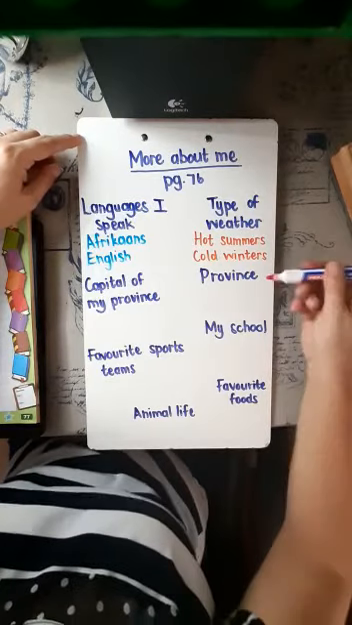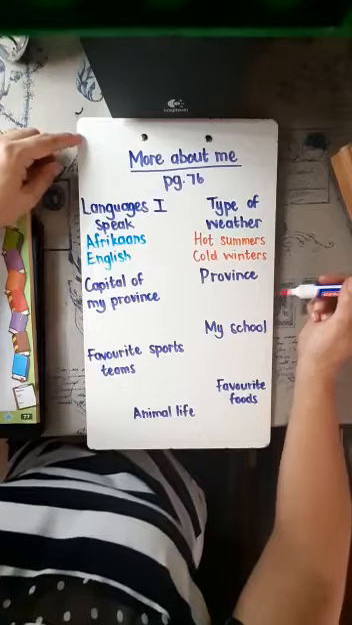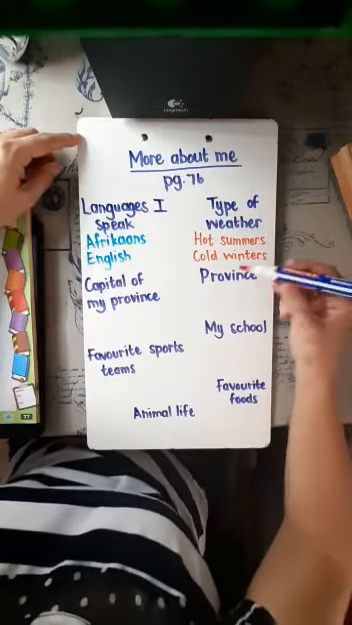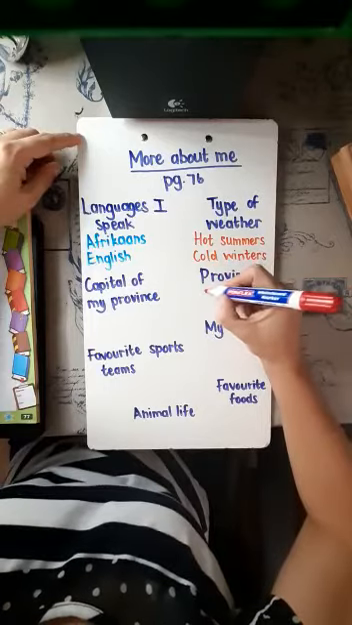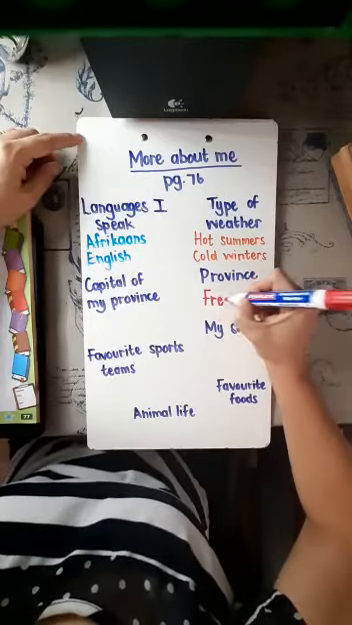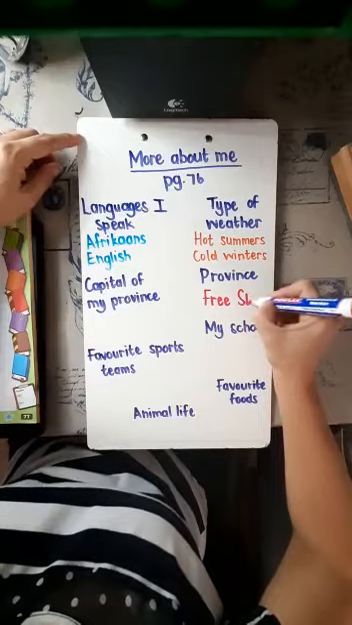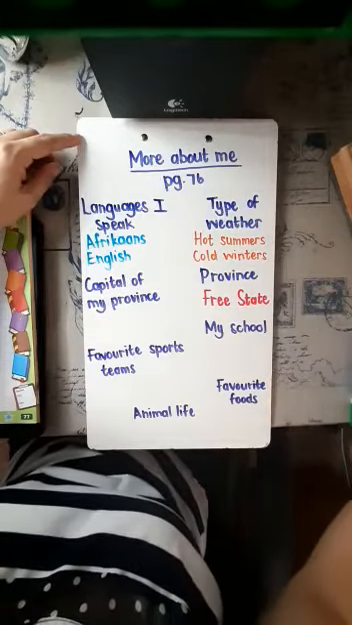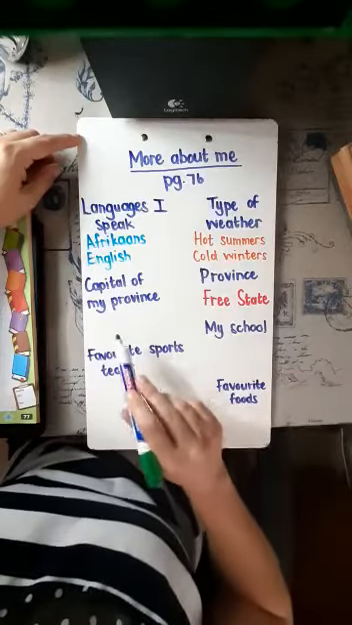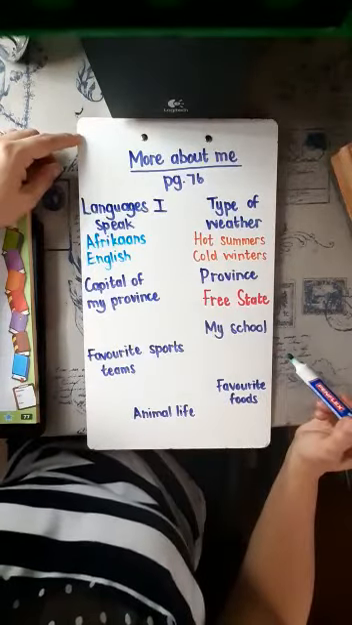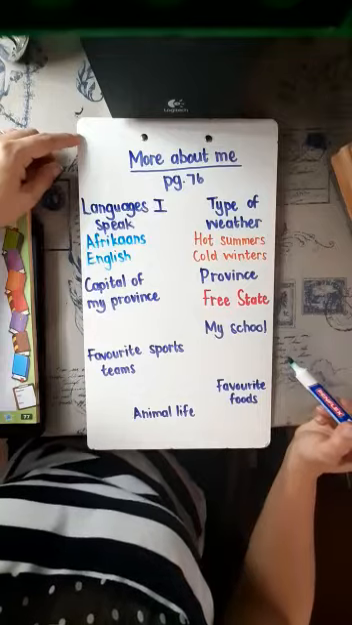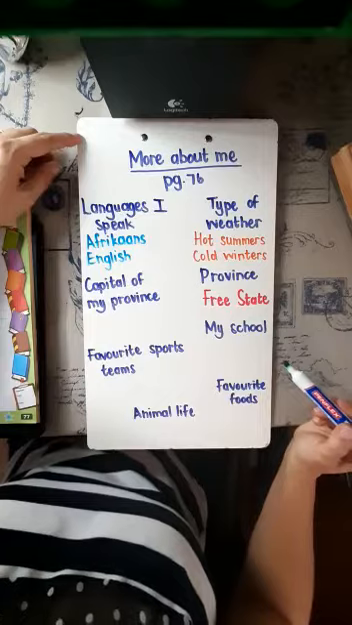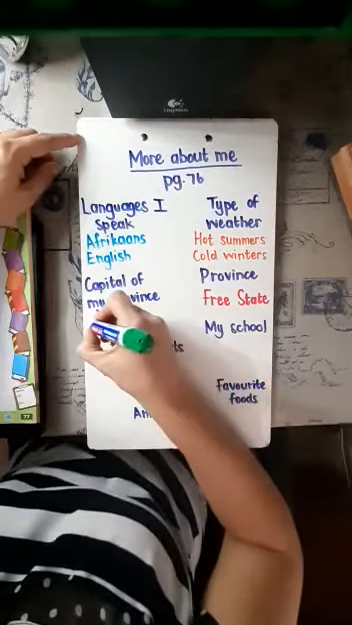Then, if we go to the province, you guys know by now that we have different provinces in South Africa, and Bloemfontein is in the Free State. Then if we can jump to the bubble on the left, the capital of my province, we in Bloemfontein are super lucky because we actually live in the capital of our province, which is Bloemfontein.